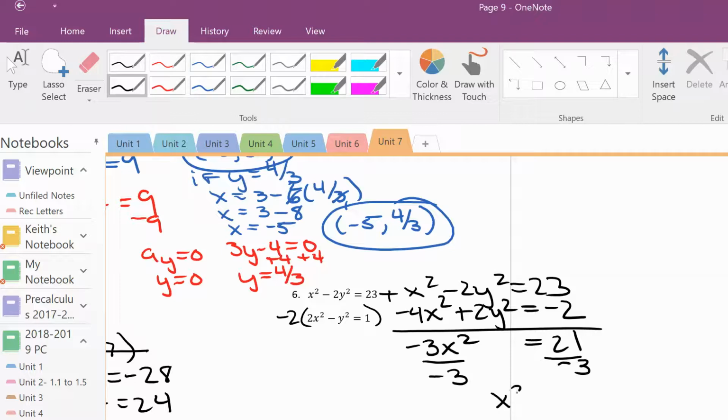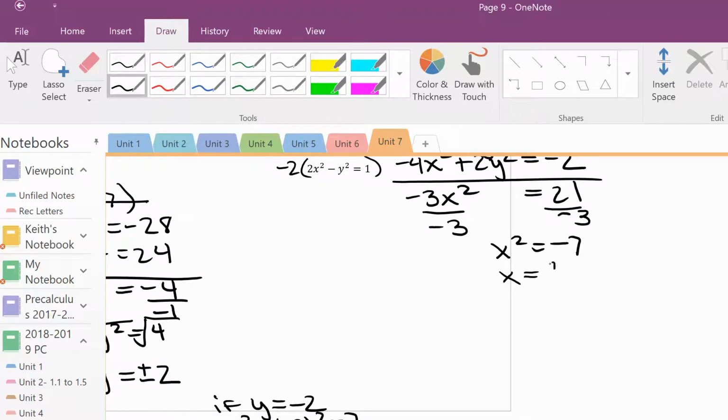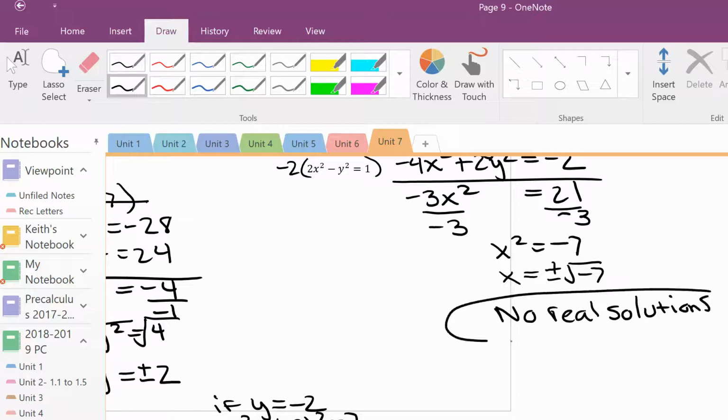So you get x squared equals negative 7. So you get x equals plus or minus rad negative 7, which means it's imaginary. And if it's imaginary, that means the solution is not real, which means there are no real solutions to this problem. Meaning the graphs won't intersect.